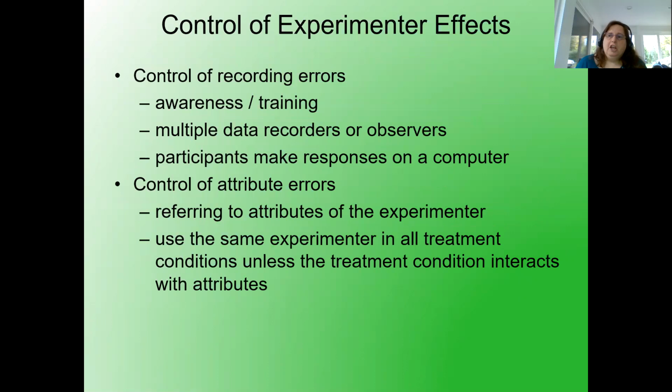So now let's talk a little bit about the control of experimenter effects. First thing is the control of recording errors. This can involve some awareness or training. This can involve multiple data recorders or observers. Or you could just have participants make responses on the computer and remove the recording entirely.